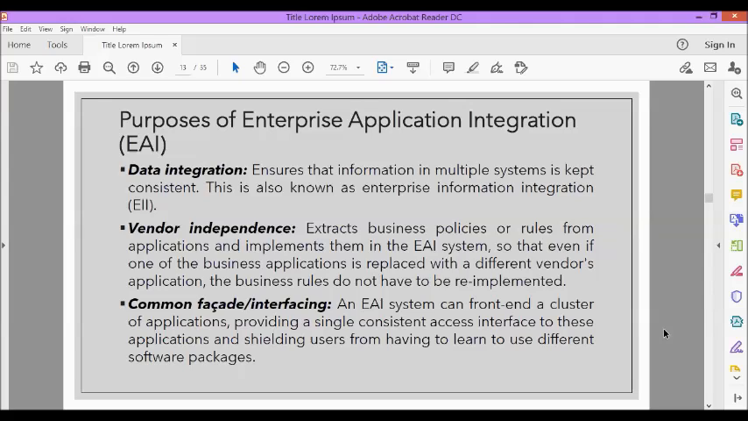An EAI system can front-end a cluster of applications, providing a single consistent access interface to these applications and shielding users from having to learn to use different software packages. So EAI creates an opportunity for common facades or common interfaces that can access multiple applications.